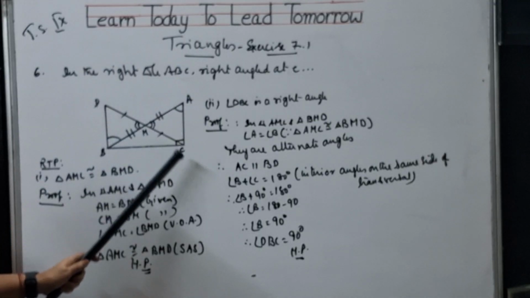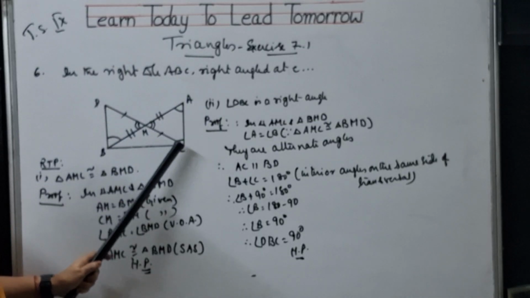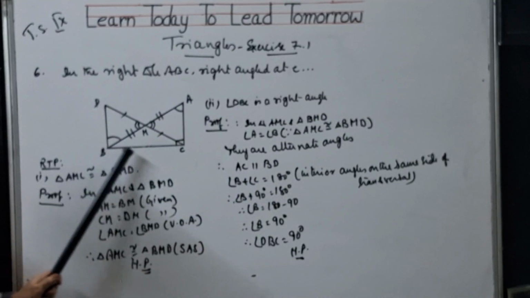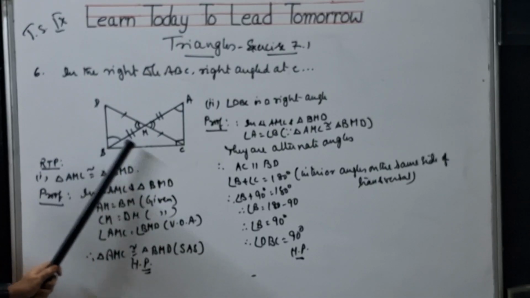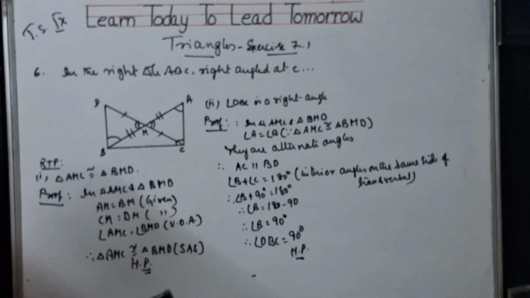If AC is parallel to BD, angle B plus angle C will be equal to 180 because this becomes transversal and these are interior angles on the same side of the transversal. They are supplementary. But angle C is 90 degrees they have given, so angle B is 90 degrees. That we have proved it, children. Angle DBC is 90 degrees.